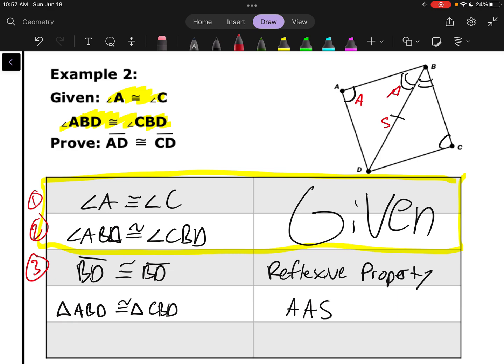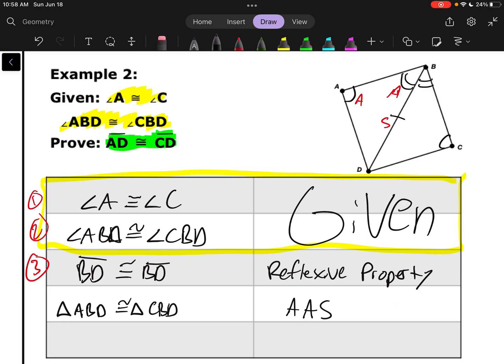Okay, so here's where we left off in the last video. Last video we were just proving triangles congruent. This would have been the final step if we were doing one of those. But look at what we're trying to prove. We're trying to prove that side AD is congruent to side CD. And that's not marked right now.